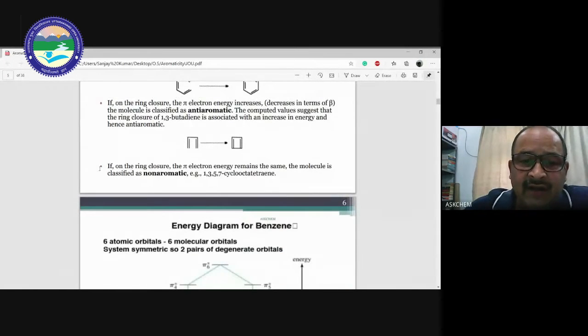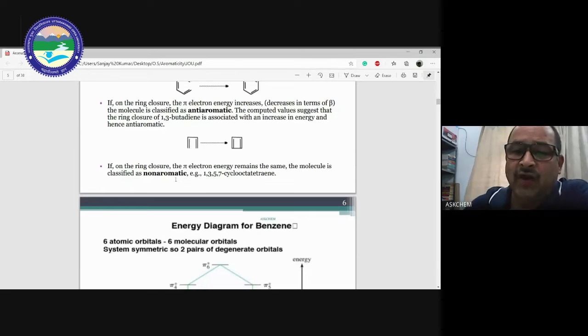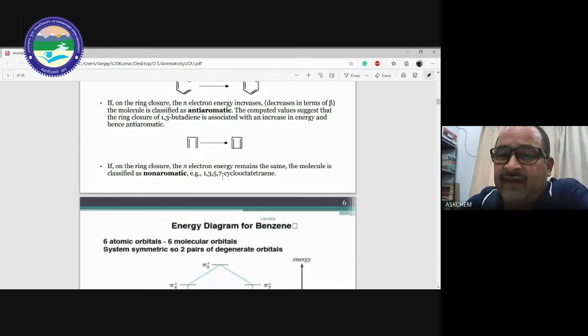Now the third condition: if on ring closure the pi electron energy remains the same, that is, the open chain and the cyclized delocalization are at the same energy level, then the molecule is classified as non-aromatic, like the case of 1,3,5,7 cyclooctatetraene. Although cyclooctatetraene has 8 pi electrons, that is 4 double bonds, so it is a multiple of 4n system and should be anti-aromatic, it is non-aromatic, since in the energy calculation the pi electron energy remains the same.